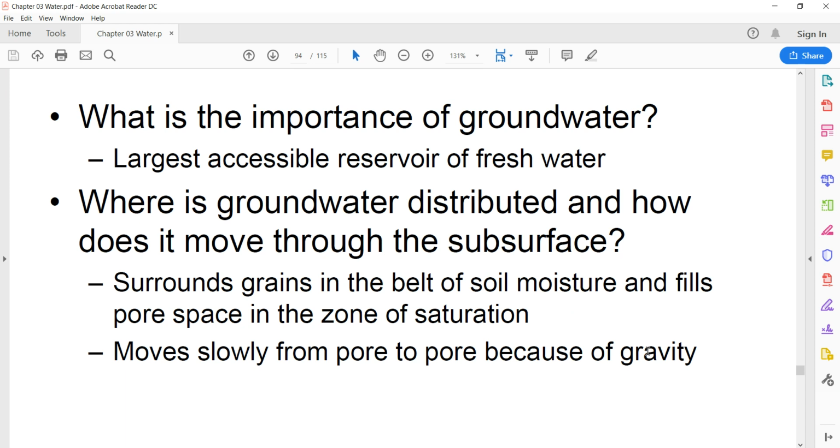What is the importance of groundwater? Let's review this question quickly. Largest accessible reservoir of fresh water. How is groundwater distributed, and how does it move through the subsurface?